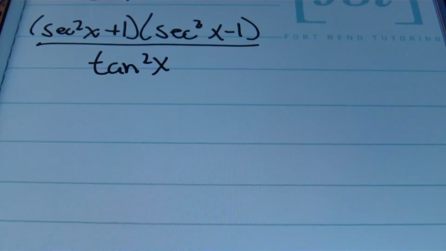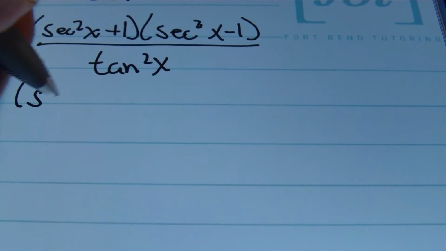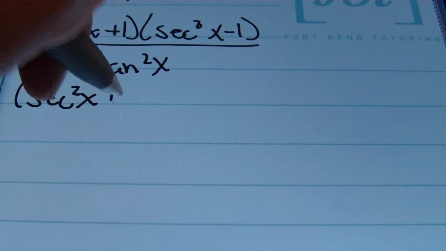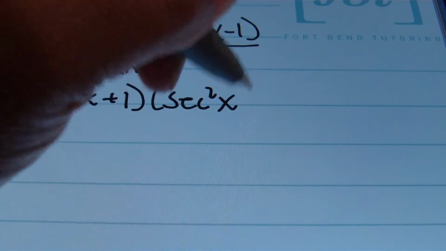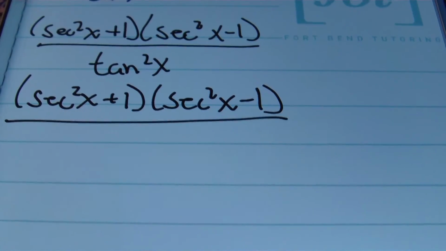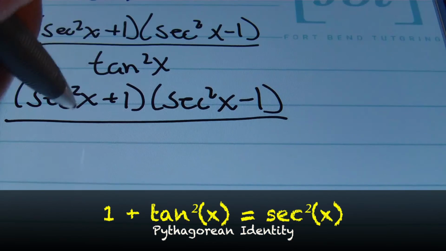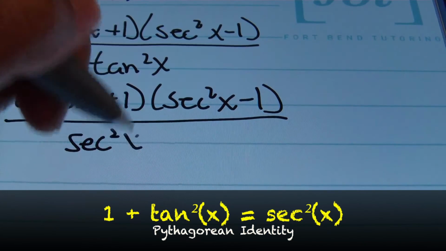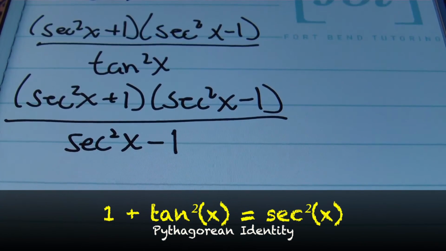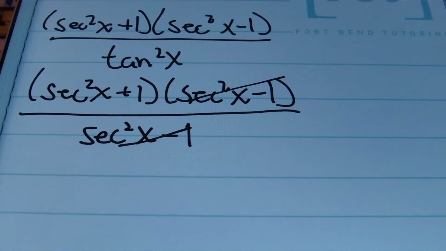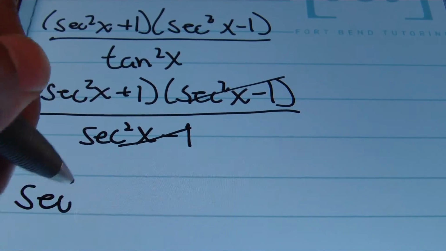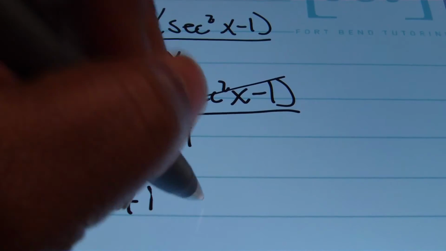Using the Pythagorean identity, we can rewrite that tan squared x. So I'll be bringing down the numerator as is, all of this over tan squared x, which could be rewritten as secant squared x minus 1. So you should notice at this point that we have secant squared x minus 1 over one another, so we can just cancel those out. That leaves us with secant squared x plus 1.